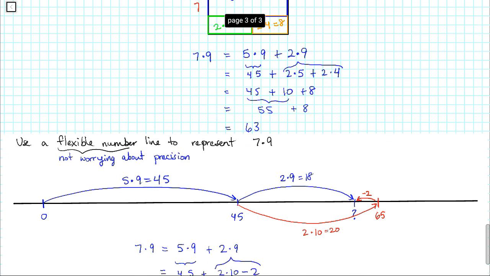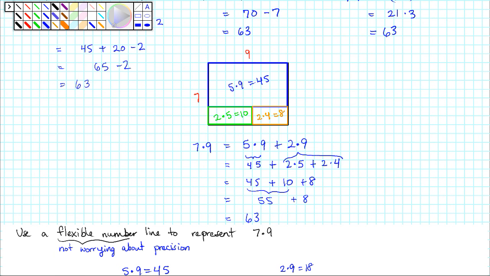Whereas the grid, these are actually showing me exact sizes here.